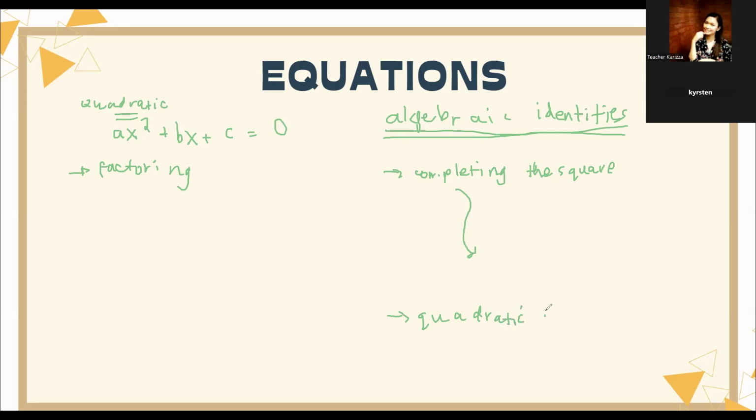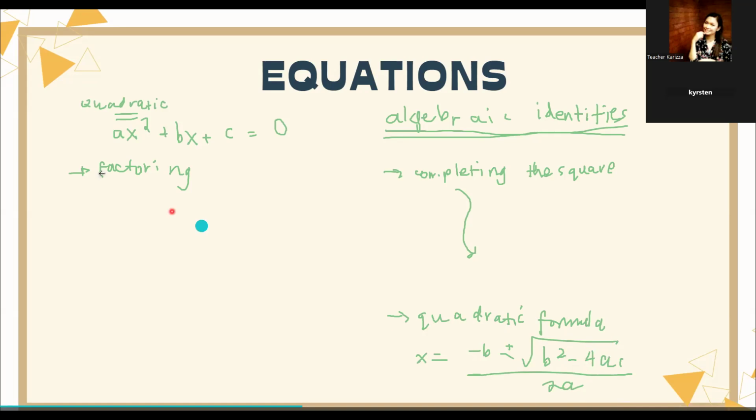And then we have the quadratic formula, dapat kabisado mo rin to, which is x is equal to negative b plus minus square root of b squared minus 4ac over 2a, right? So this one, lagi mo tang magagamit for solving your roots, etc., especially in your Gen Math classes. Okay, so for now, let's look at factoring.